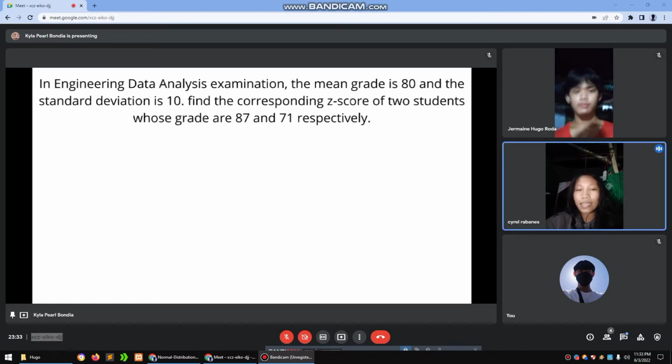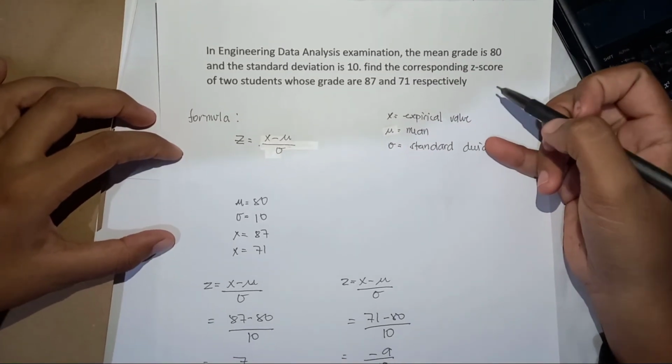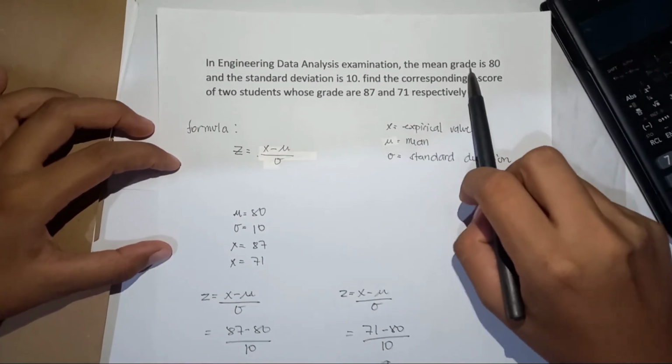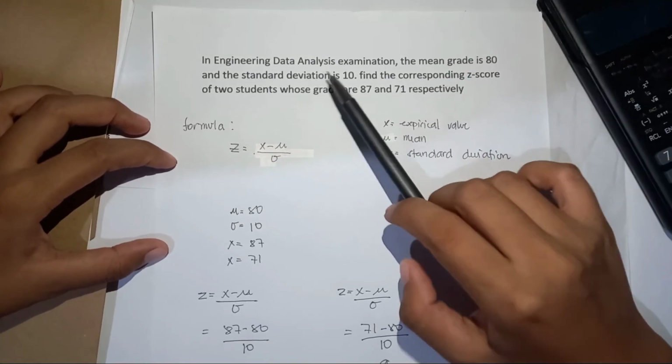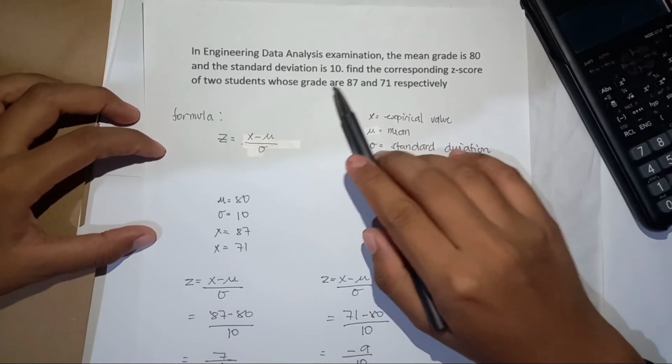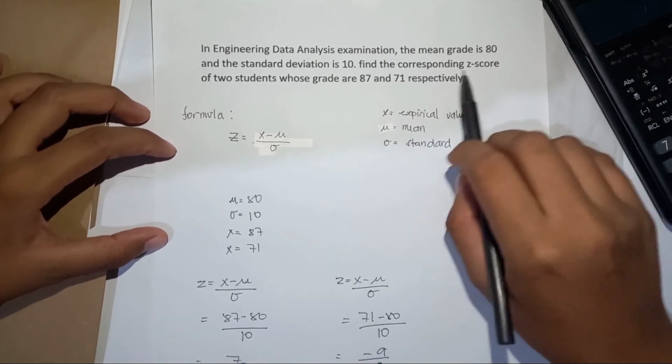So this is the second example. In an engineering data analysis examination, the mean grade is 80 and the standard deviation is 10. Find the corresponding z-score of two students whose grades are 87 and 71 respectively. Okay, so this is another example.